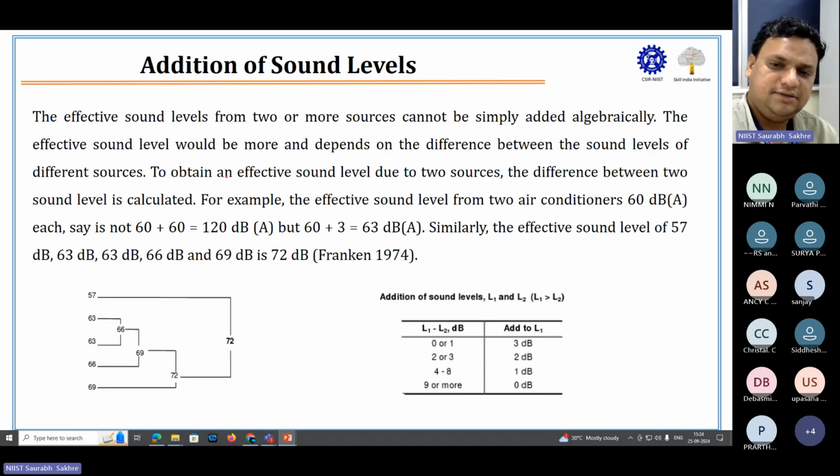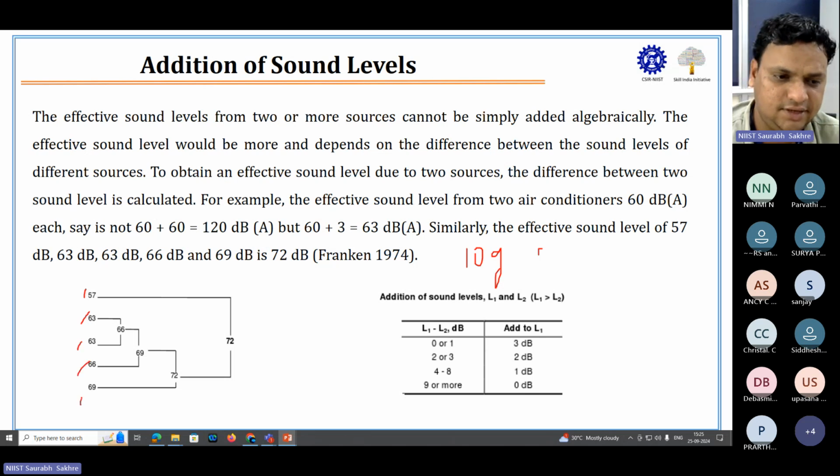And one important concept I want to show you is that when you are working in noise pollution, there will not be a direct arithmetic addition of numbers, because it works on a log scale. I told you already. So here you see, when there is a noise of 57 decibels and there is a noise of 63, again a noise of 63, then 63, then 69.